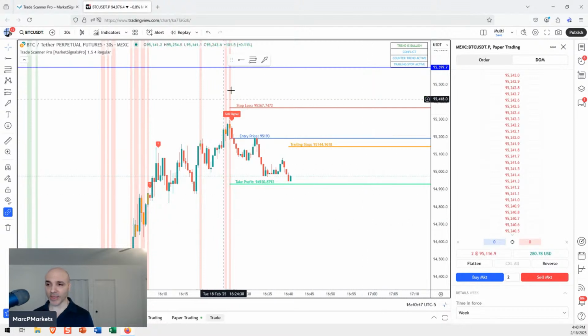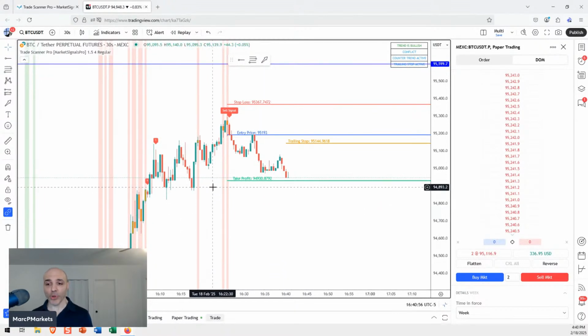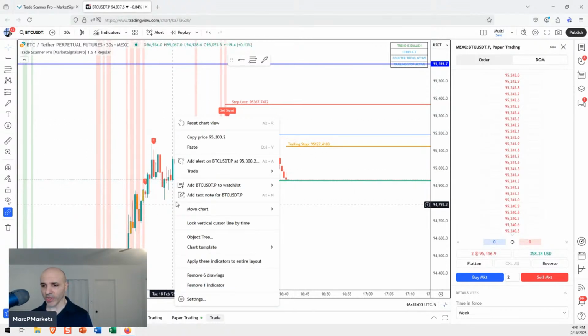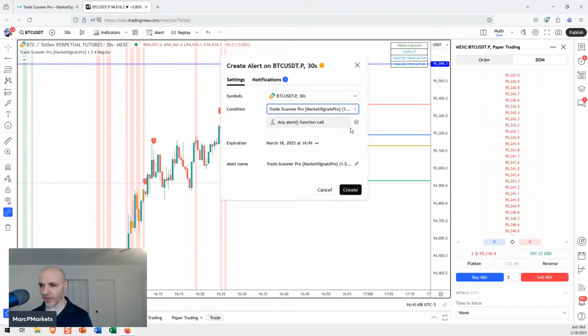But the nice thing about the Trade Scanner Pro is it defines everything for you. And at this point, you let the trade run. There's no more thinking. And I'm showing you this as a guy sitting in front of the computer. Really, ideally, what you want to do is use your notifications from TradingView like this, okay? And you can set the Trade Scanner Pro. You just select it over here like that.